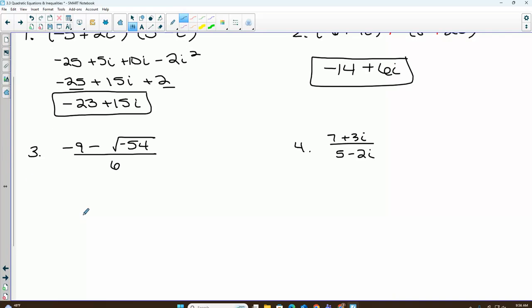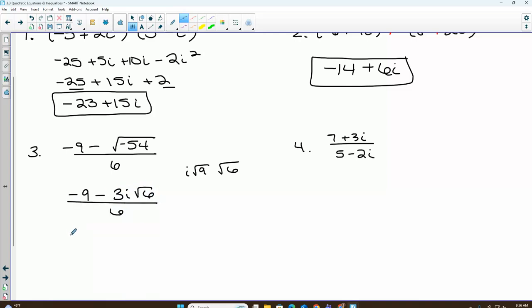All right, number 3. What would we do here? Take out the i's. So when you have a negative radical 54, we can take out an i. What else can you break 54 into? So square root of 9 is 3, so that's 3i radical 6 over 6.